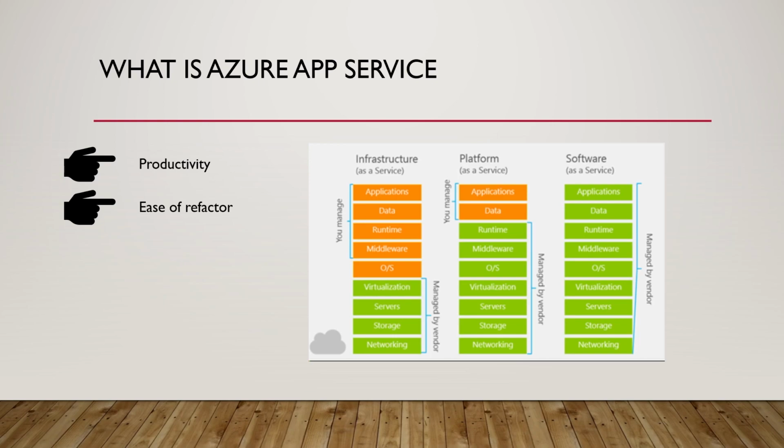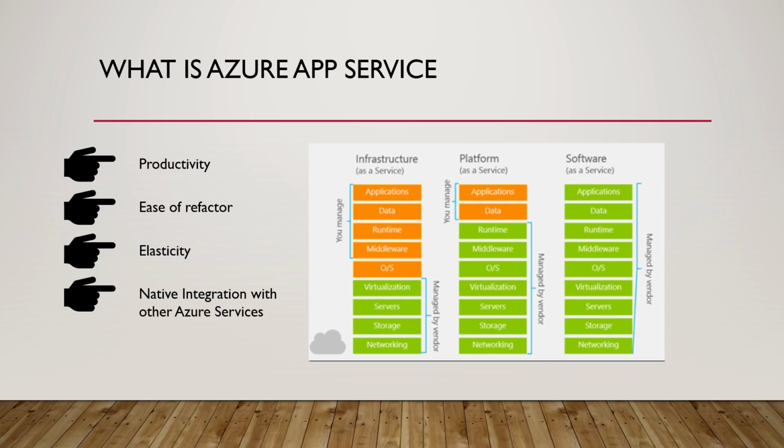So you have very minimal code changes or even no code changes apart from maybe changing some dependencies in your code. Next is elasticity. And what I mean by elasticity is you can easily scale out or scale in the app service depending on the demand of your application and depending on the traffic. And last but not least, there's native integration with other Azure services like Azure Security Center, API management, storage accounts, and other AI services like Azure Cognitive Services, for example.